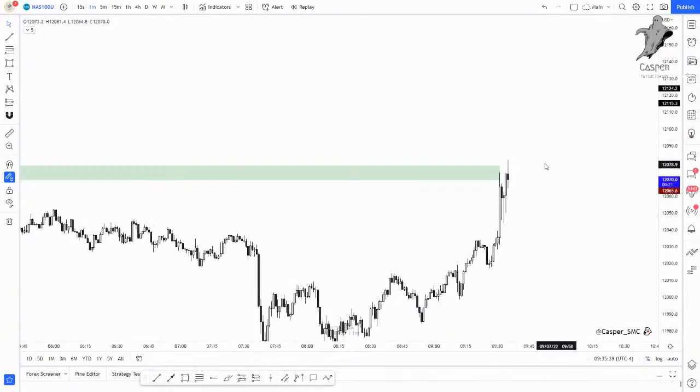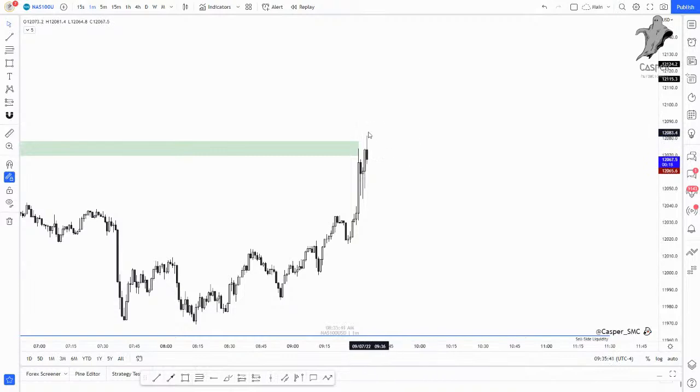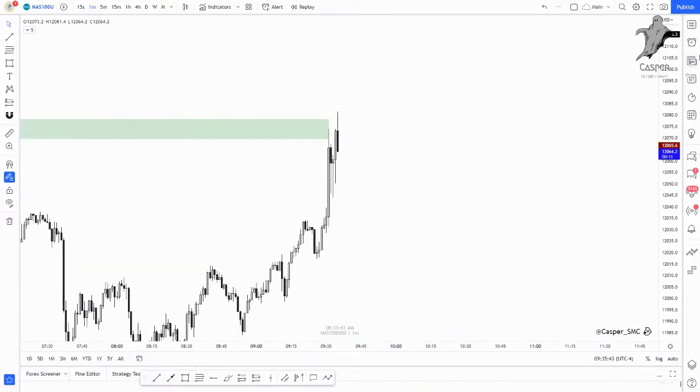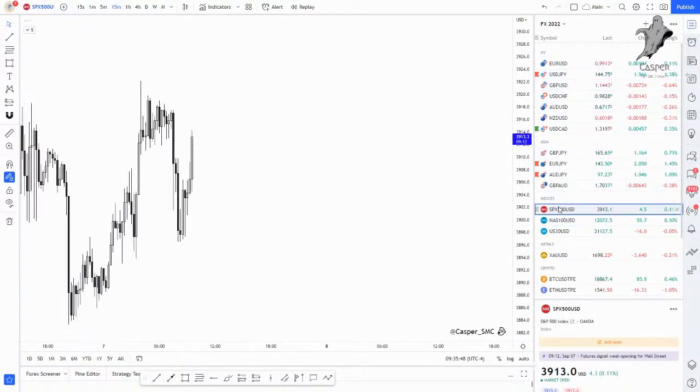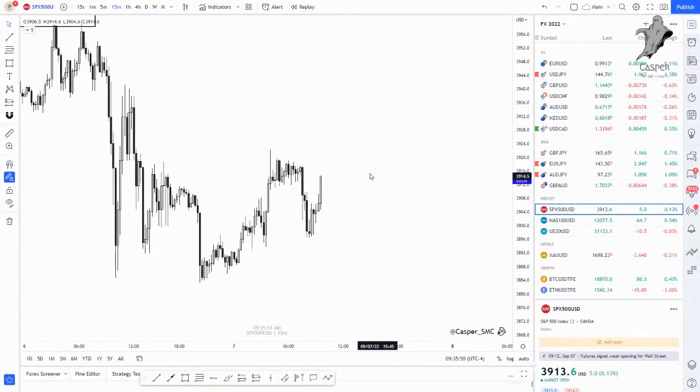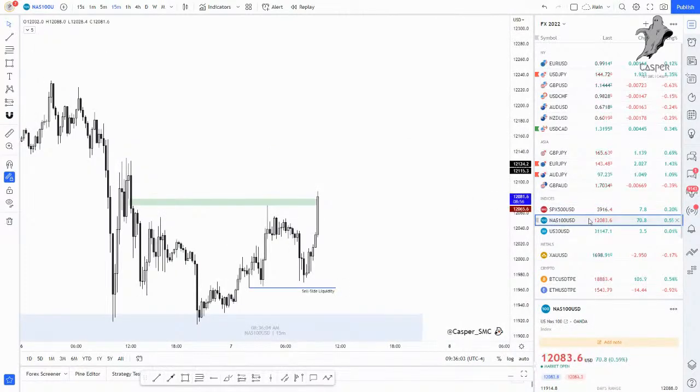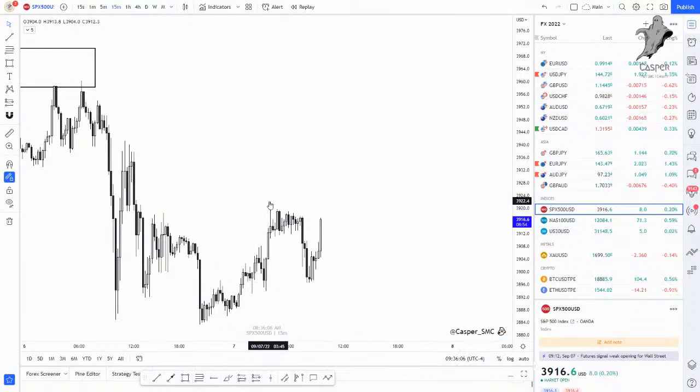maybe a little 3 drive here with the displacement breaker structure on the last of the drives. We are getting that SMT divergence with ES so far. That could change. But if we start to get that 3 drive and ES is just sitting inside of this whole little buy to sell range, we could have a little more confluence to go short on NQ. But again, it could still make this high. ES almost looks even a little cleaner.